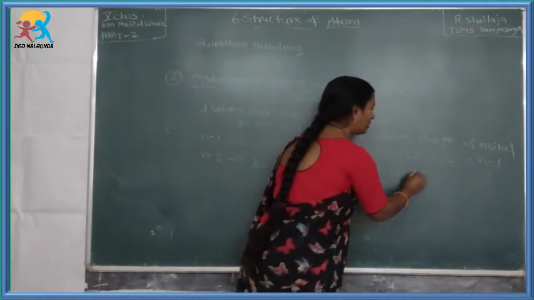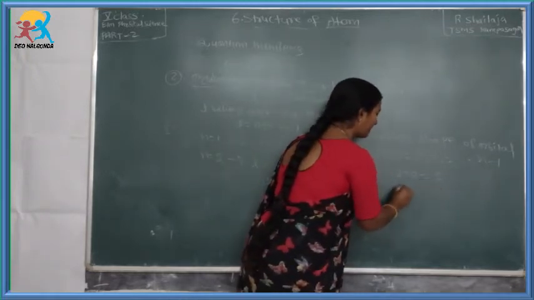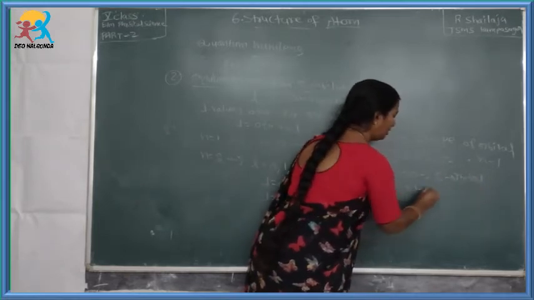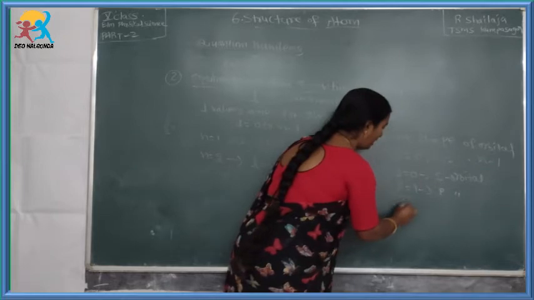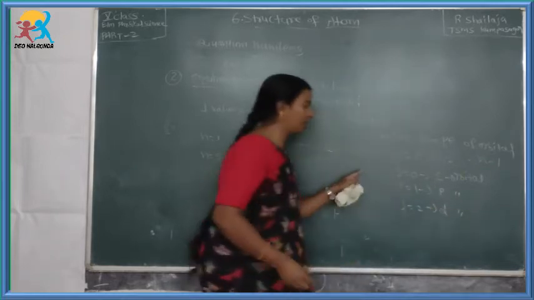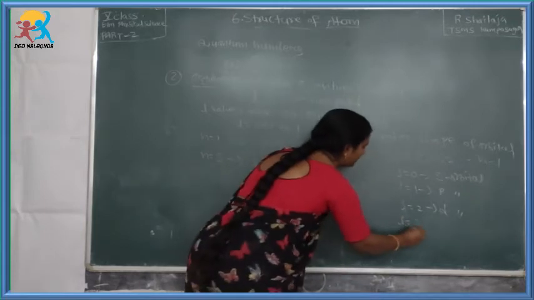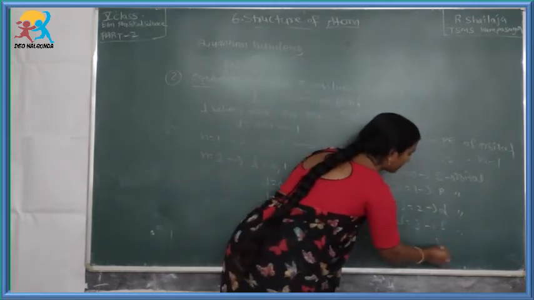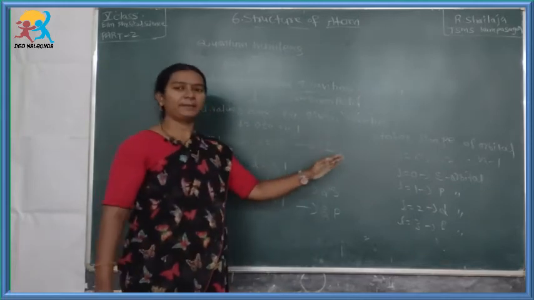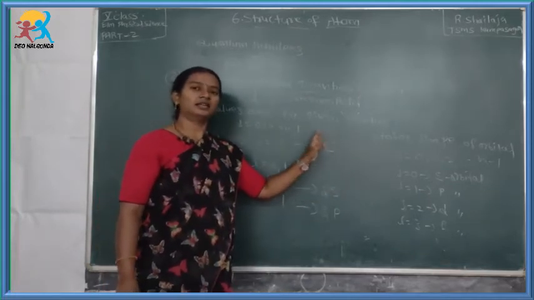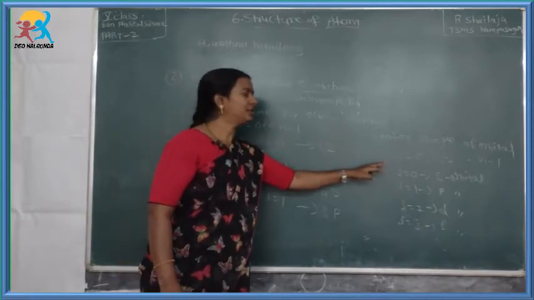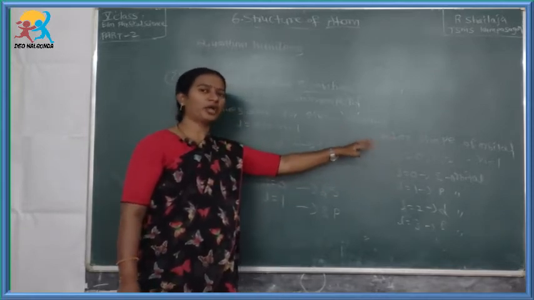If L equals 0, that is the S orbital. If L equals 1, that is the P orbital, and L equals 2 is the D orbital. Okay. Next, L equals 3 means F orbital, and so on. Okay, so the S, P and D orbitals differ in their shapes. So L values are 0, 1, 2, up to n minus 1.